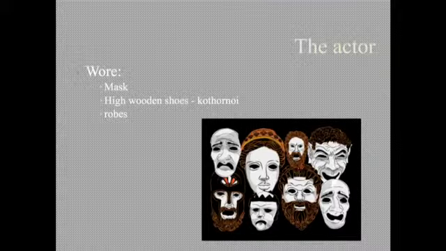Furthermore, the masks were funneled in the back, which would allow them to project their voices even better up the theatron, to make sure that everyone in the audience heard the actors very well, because obviously there's no sound equipment available to them. The other thing that they would wear were high wooden shoes called kothoni, which are essentially high clogs that would give them slightly more elevation, make them a bit taller, a bit more visible, and also give them a bit more status on the stage. And then they would cover that with a big set of robes.